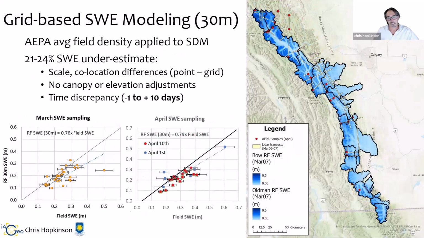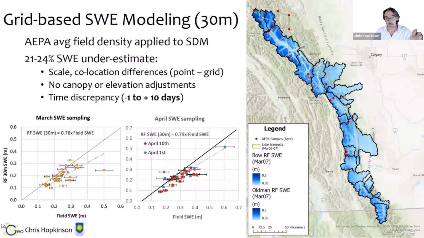But then, of course, we apply the field estimated density to compute SWE, and then we can compare the 30-meter gridded SWE with the nested field estimates of SWE. Now here we see a bit of a discrepancy, very high covariance, but for March, we had a linear regression slope of 0.76, and in April, 0.79. So we're systematically underestimating the SWE when we apply the field-based density.